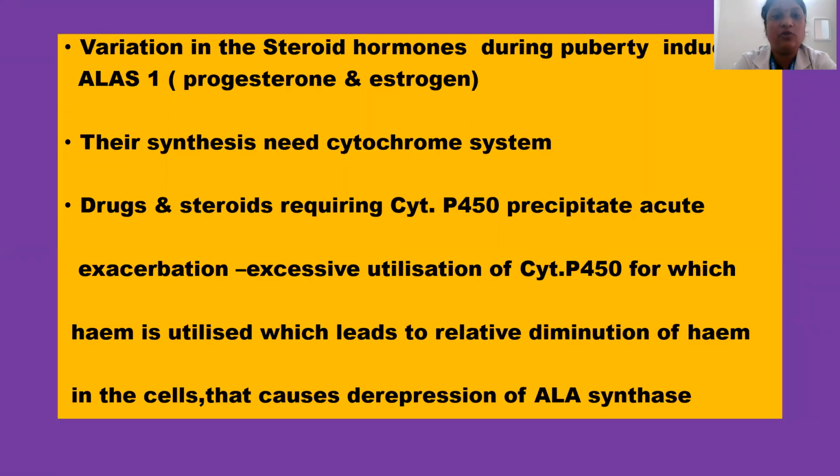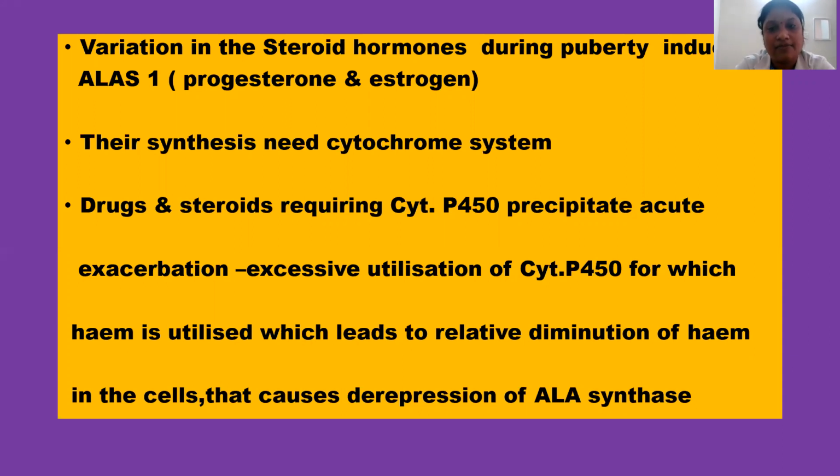ALAS1 enzyme is an enzyme which will convert porphobilinogen to hydroxymethylbilane. Because of this, there will be more production of its precursors, porphobilinogen, so there will be precipitation of symptoms. Drugs and steroids will require cytochrome P450, so that will also precipitate. More requirement will lead to increased production and increased accumulation.